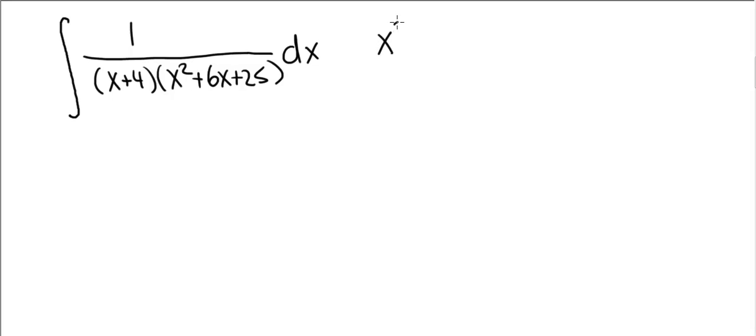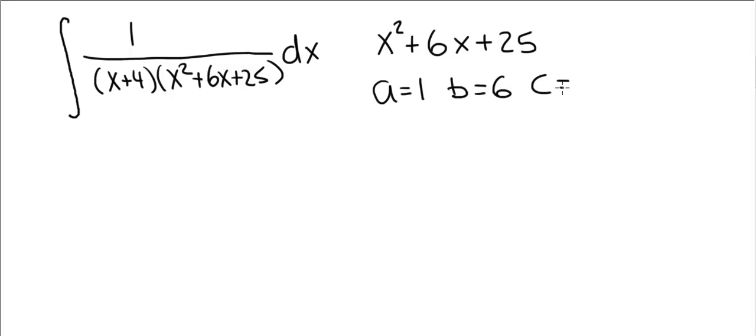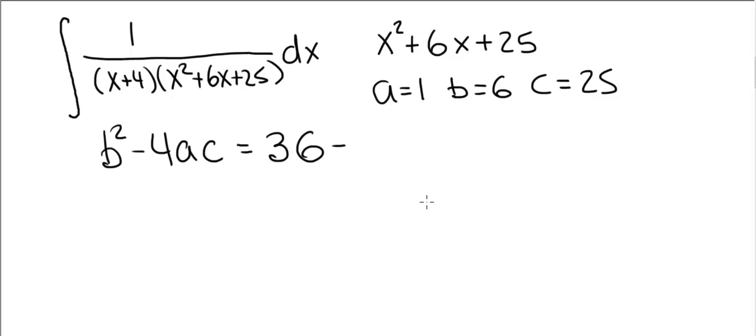Next, we have to determine if this second degree polynomial, x squared plus 6x plus 25, is reducible or irreducible. A, which is the coefficient of x squared, is 1. B, the coefficient of x, is 6. And the constant term c is 25. The discriminant b squared minus 4ac is what we use to see if the polynomial is irreducible. If this is negative, it is irreducible. In our case, it's 36 minus 4 times 1 times 25, which is 100, so that's minus 64, and it is negative. Therefore, the polynomial is irreducible.